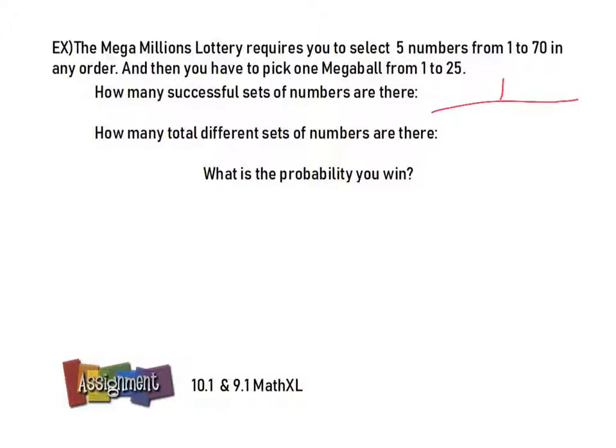Well, that's what we just did. Here we turn this into probability, but having to use this combination to come up with the denominator. So we have a 1 in 302,575,350 chance of winning. Don't do it. It's not likely.